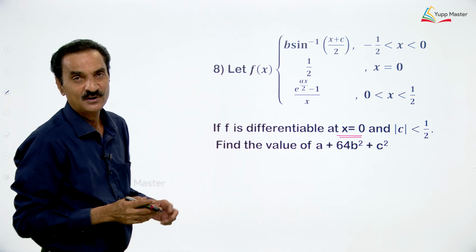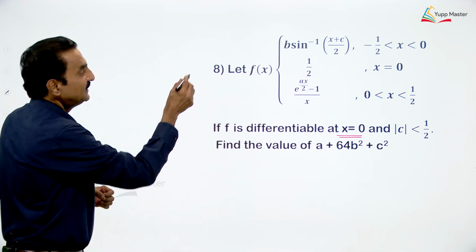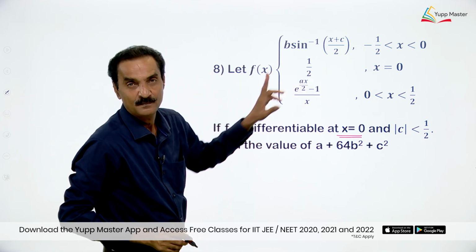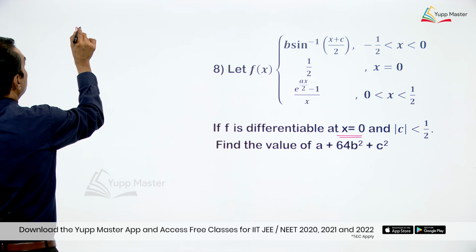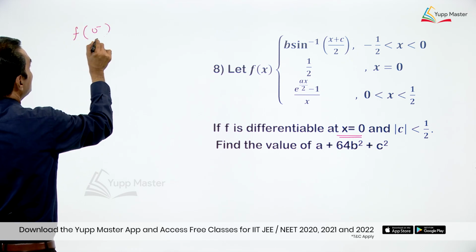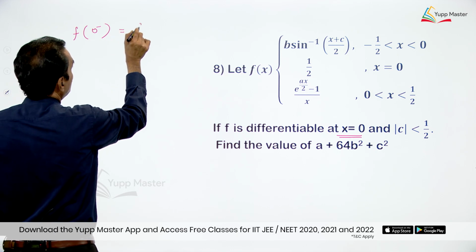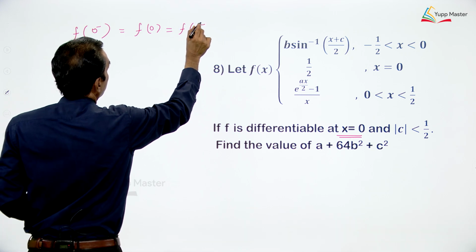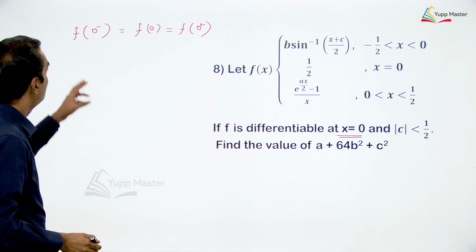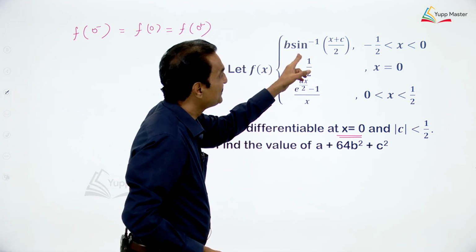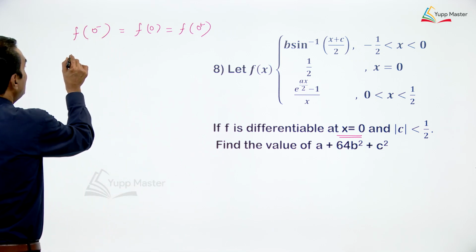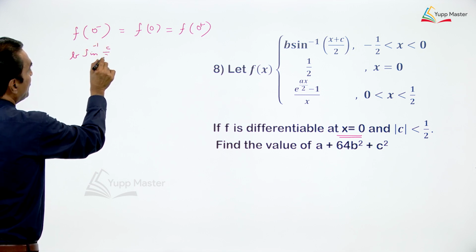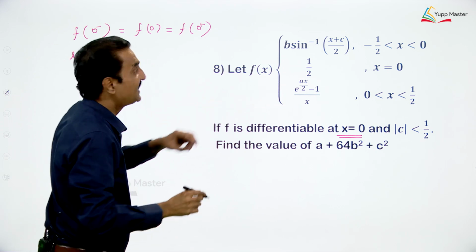At 0, if it is differentiable, first it should be continuous. If it is continuous, left hand limit should be equal to right hand limit should be equal to f of 0. That is, f of 0 minus, the left hand limit, should be equal to f of 0, which should be equal to f of 0 plus. What is f of 0 minus? Substitute x is equal to 0 here. You will get b sin inverse c by 2. f of 0 is given as 1 by 2.